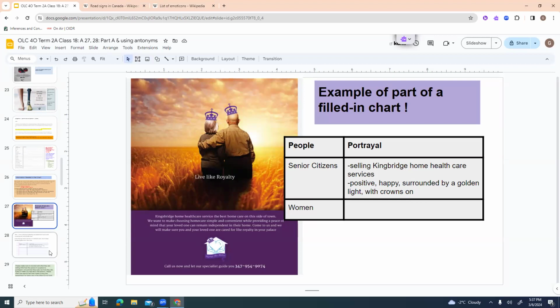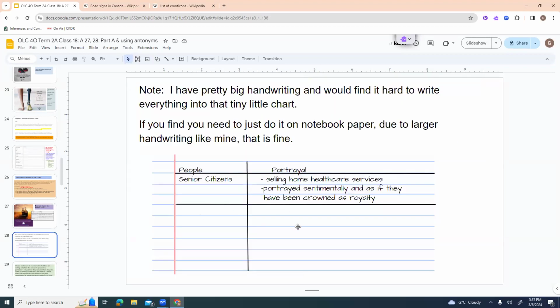Which brings us to, I would honestly probably use lined paper. I have really big handwriting myself, and I would find it impossible to write neatly into that little tiny chart. You don't want me to be in a situation where I'm holding the paper up to the light trying to read it, because if I can't read it, I default to, okay, they don't get the point because I don't know what they're saying. So really, really, really, you want to make sure that I can read your handwriting, okay?